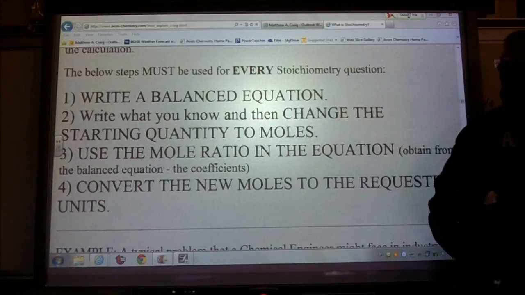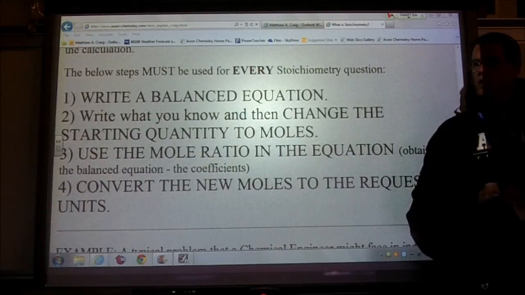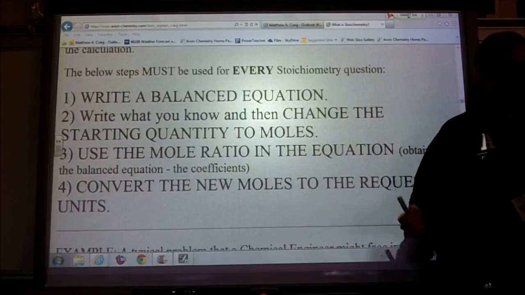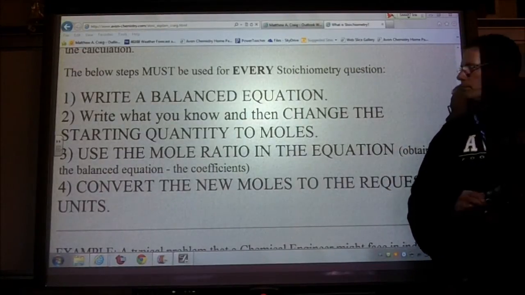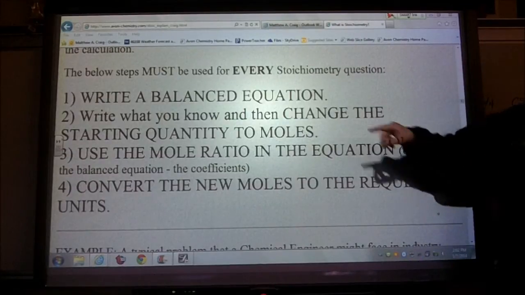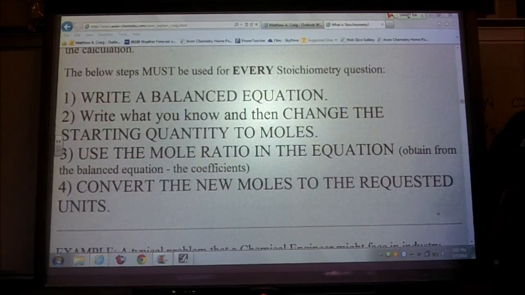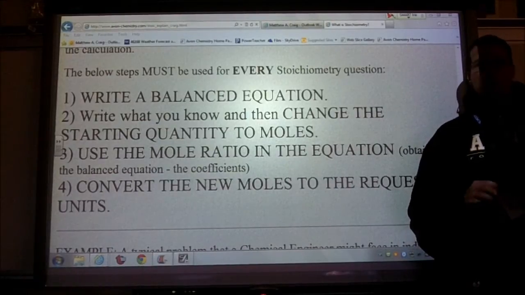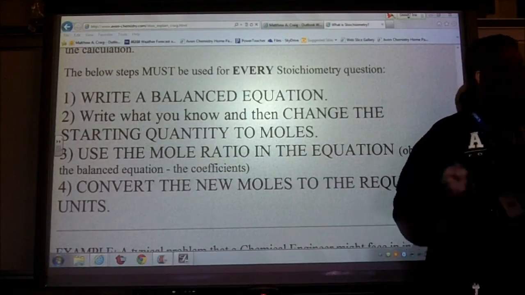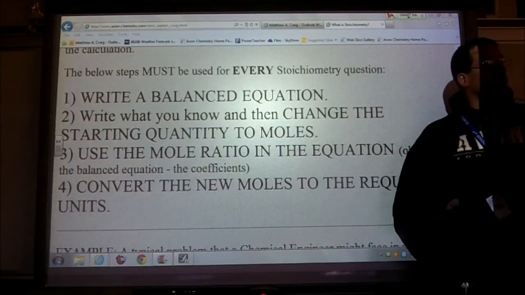First one, always write a balanced equation. So we're going to start off with our reactants and our products, and then we'll balance out the number of atoms on both sides. Number 2, it says write what you know and then change that starting quantity to moles. Sometimes it'll be in moles, like our first set of examples. And sometimes it'll be in grams.